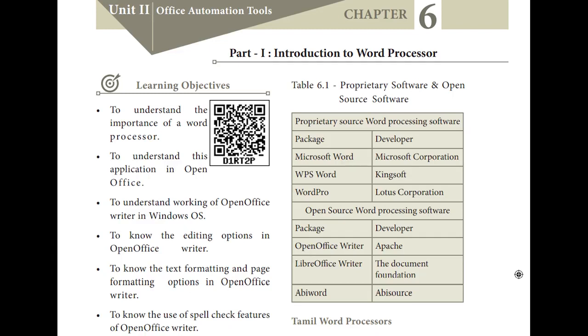Inside that, one word processor will be there, one spreadsheet will be there, one presentation will be there. In Android mobiles, they are giving some office automation tools. So in the mobile also you can do this.